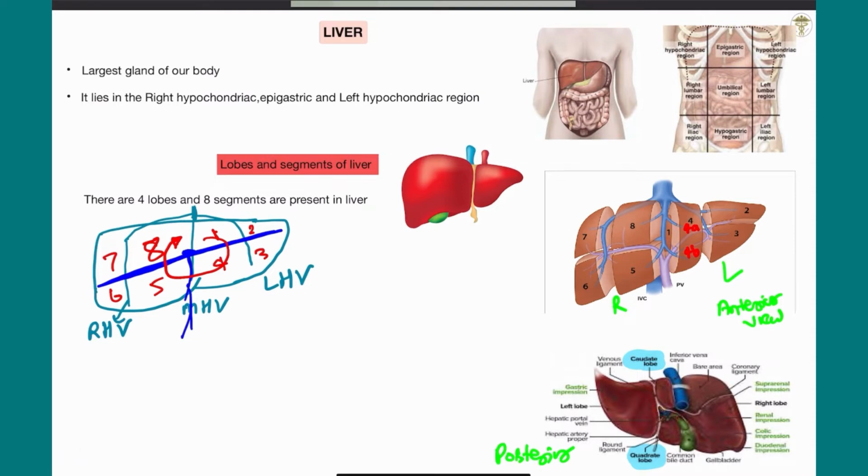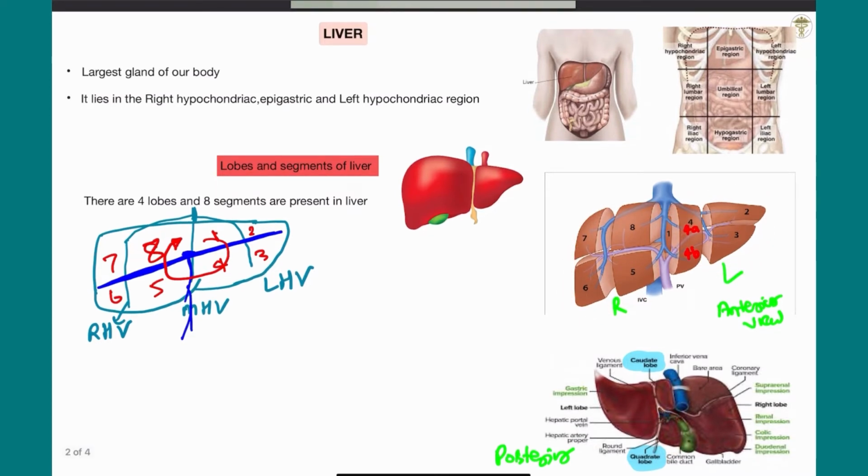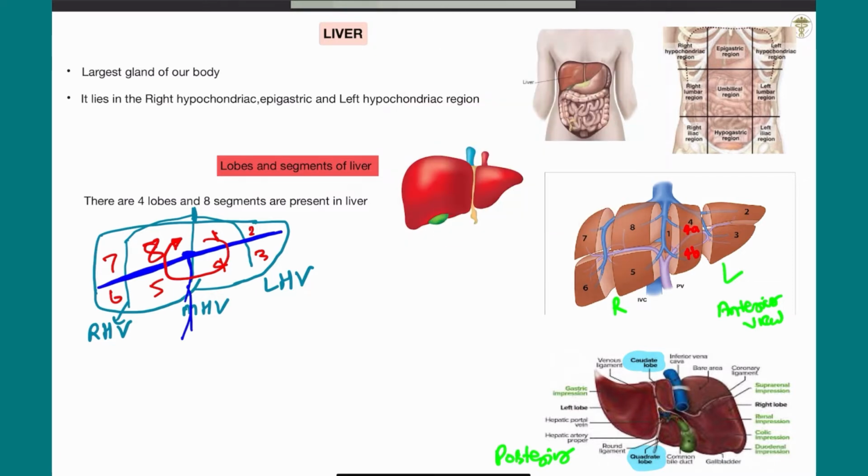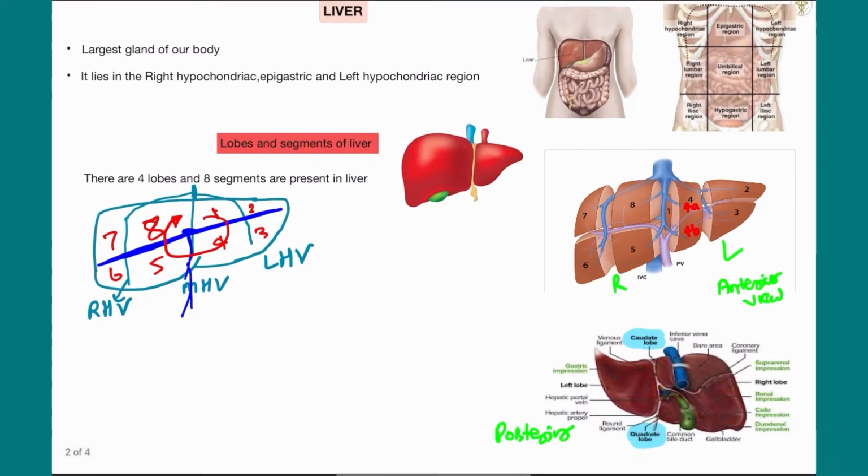Now I will differentiate. The main difference he will ask is between the caudate lobe and quadrate lobe, because the right lobe and left lobe are not the main features. You do not need to learn everything, but we need to learn the caudate lobe and quadrate lobe of the liver. So first of all, I will discuss the caudate lobe and quadrate lobe of the liver.